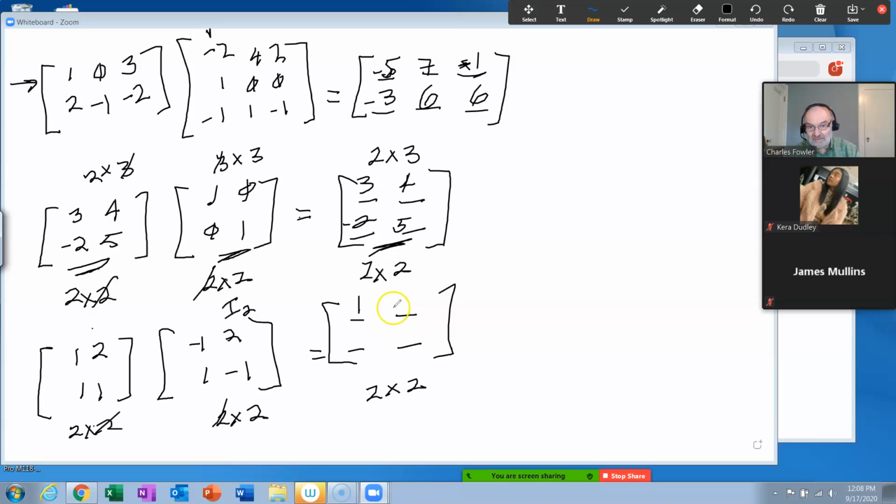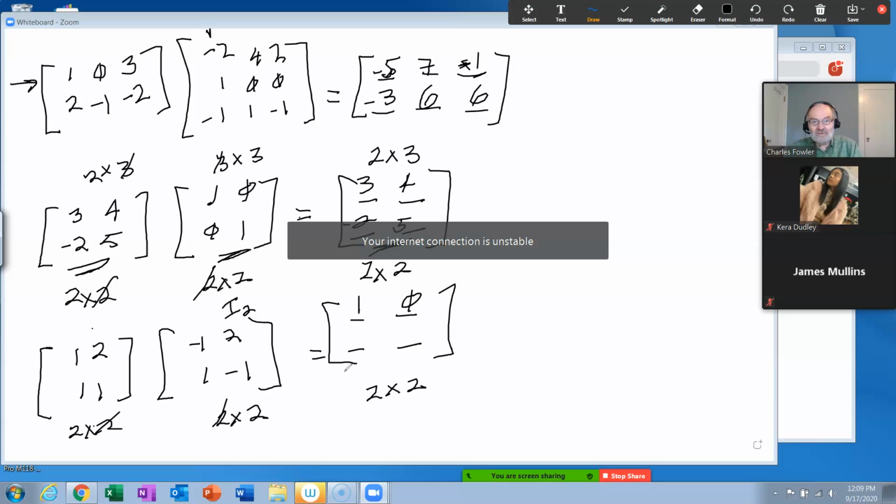The 1, 2 entry here, first row, second column, is first row here times second column here, and that would be 1 times 2 is 2, plus a 2 times negative 1, that would be a 0. 2 minus 2 is 0.